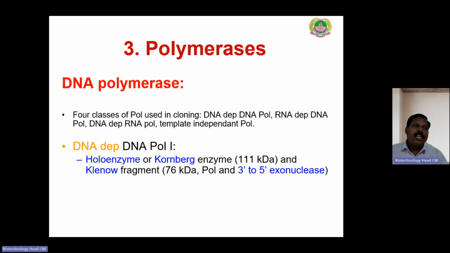The first one is DNA dependent DNA polymerase. The second is RNA dependent DNA polymerase. The third is DNA dependent RNA polymerase, and the template independent polymerase enzymes. So these 4 are different polymerase enzymes used in the DNA manipulation process. Let's see one by one.